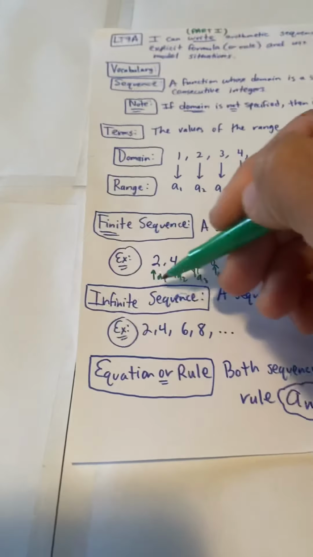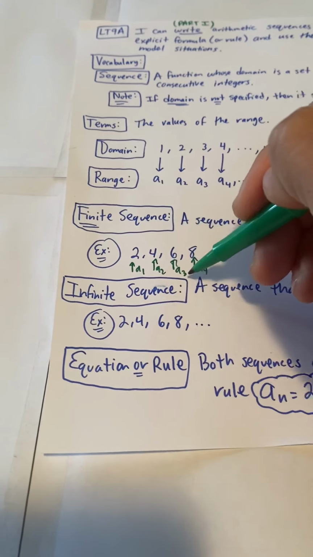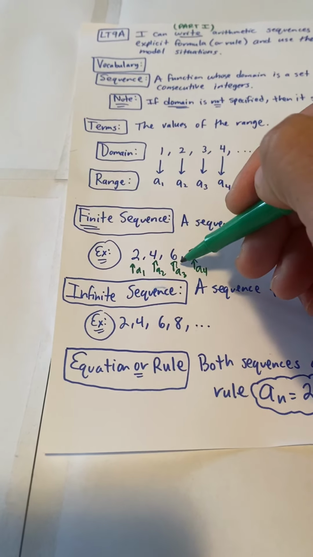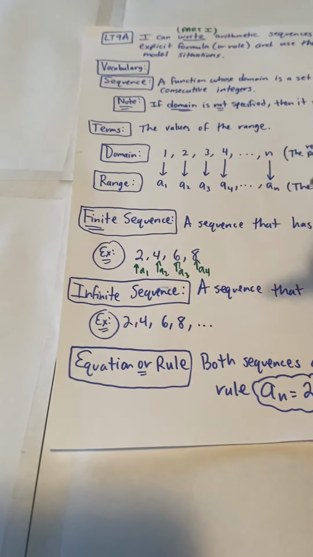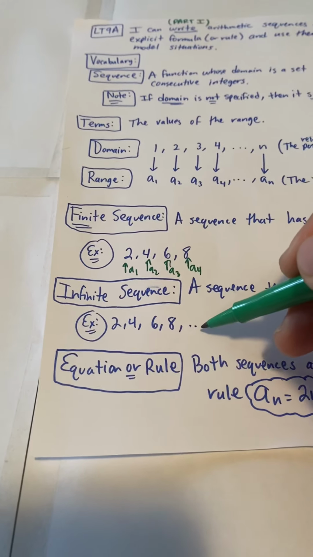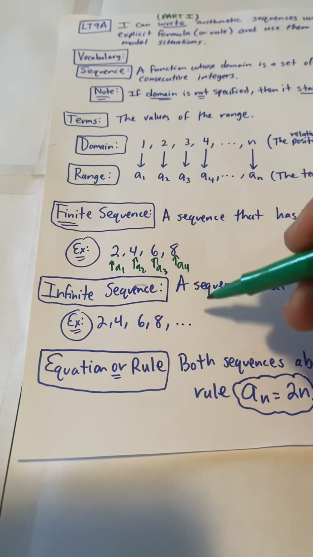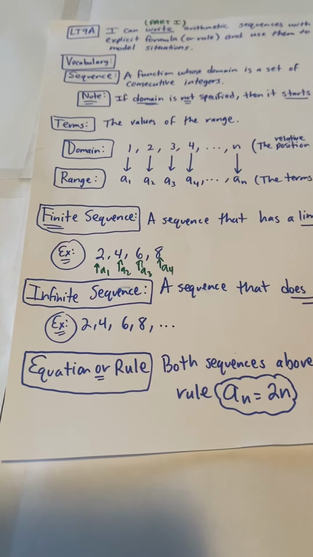In this case, n is 1 again. So 1 times 2 is 2, 2 times 2 is 4, n is 3 here, 3 times 2, 4 times 2, and so on. Same thing for this one, except this one doesn't stop. It's an infinite sequence, so it's going to go on forever. And we'll talk more about it as we continue.